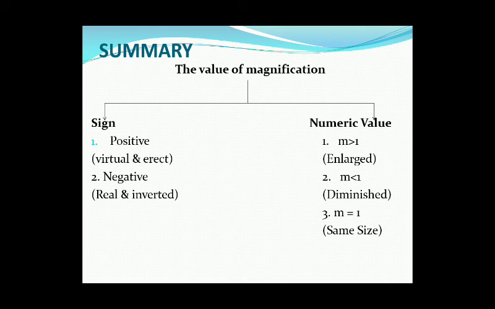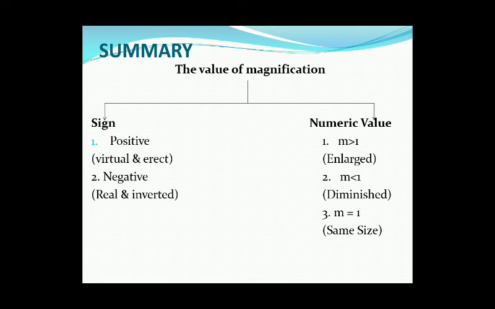Now, the numeric value. If M is greater than 1, enlarged image. If M is less than 1, diminished. If M is equal to 1, same size. So, dear students, whenever any value of magnification is there, divide that value in two parts. Observe its sign, positive or negative, and observe its numeric value alone. Then you are able to find out the nature of the image formed.